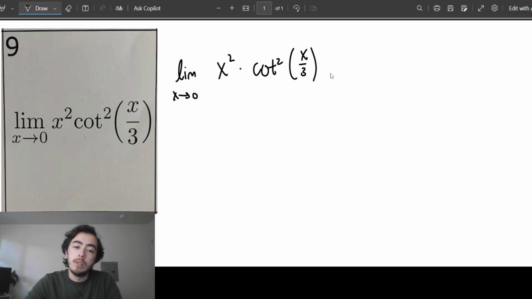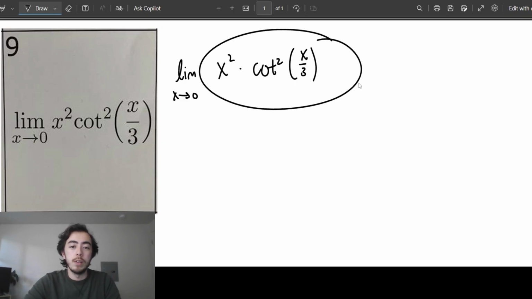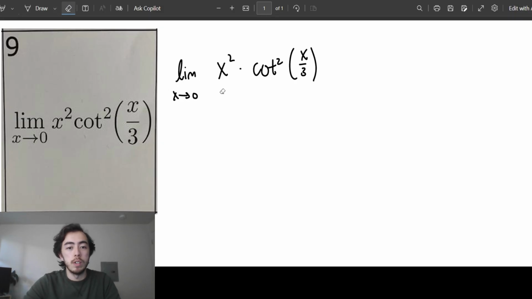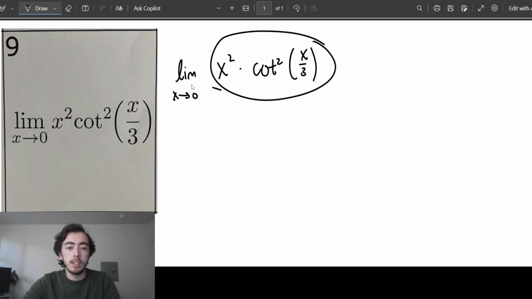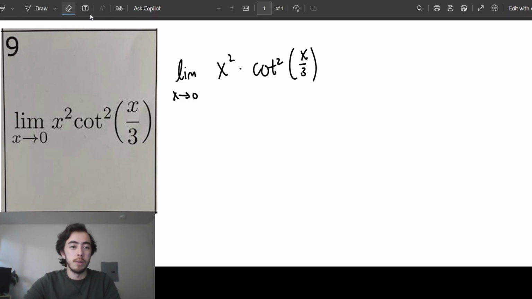So with a limit, basically we're just trying to figure out what value this thing approaches as we get closer and closer to the number 0. And usually when you solve limits, at least for me, the first thing that I check is direct substitution, because if we're trying to figure out what value this takes as x approaches 0, it would make sense to plug in 0.